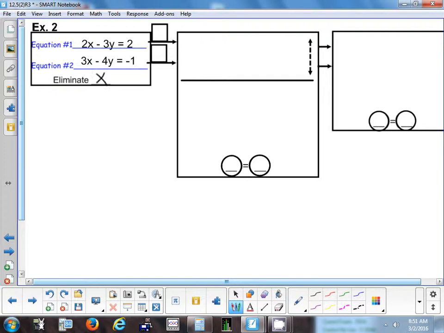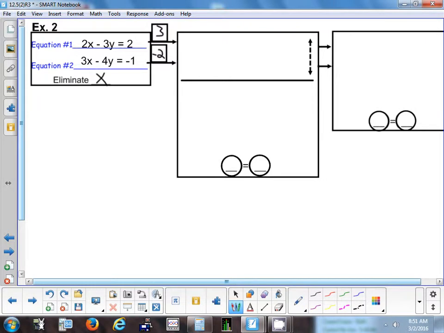So that means we need to figure out a way to make these x's opposites, like 5, negative 5, 10, negative 10. We got to make them opposites. So what are the two numbers in front of x? 2 and 3. You can multiply the bottom by -2 and the top by +3. All right, let me write that down. You said bottom by -2, top by 3.